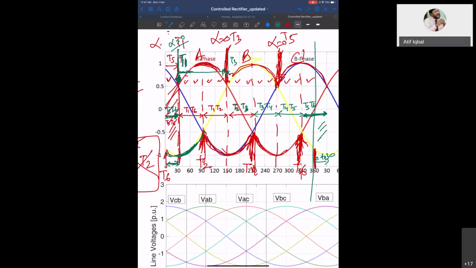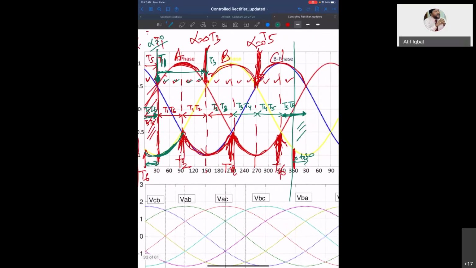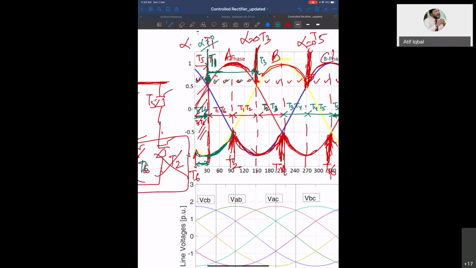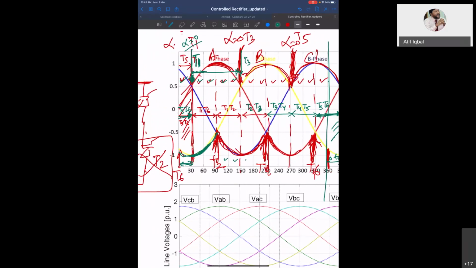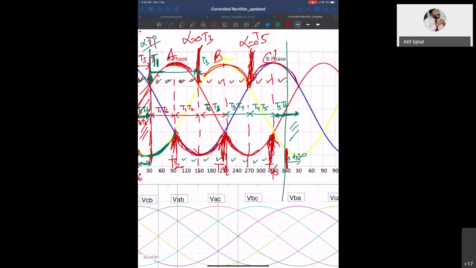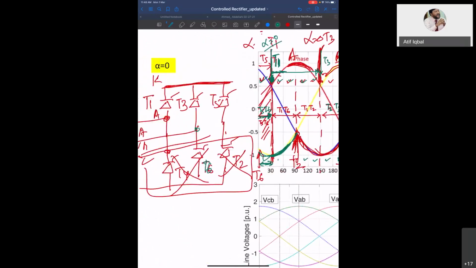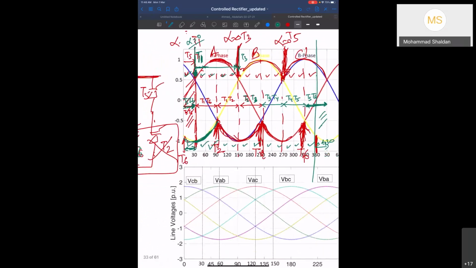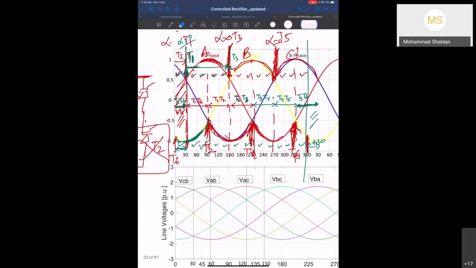You see, each thyristor will conduct for 4 blocks, 30 degree blocks. So this is for 1, this is for 2, this is 3, this is 4, this is for 5. Then for the lower group, T2, T2, T2, T2. Then T4, T4, T4, T4. Then T6, T6, T6, T6. Is it clear? Yes, Doctor, clear. So this pattern you have to understand.